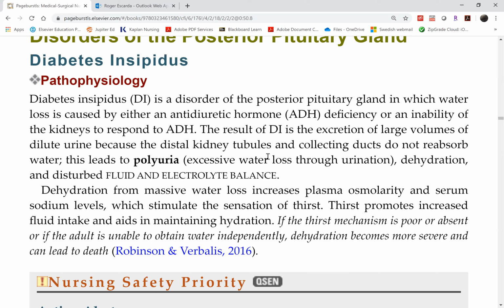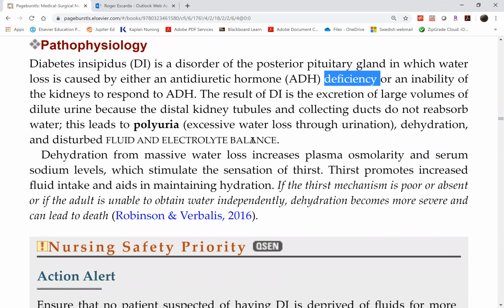In diabetes insipidus, first of all, this has nothing to do with diabetes. This is just the term. But the main problem here is there is a lack of antidiuretic hormone. So it's either a deficiency, meaning your hypothalamus is unable to produce antidiuretic hormone, or the other problem is nephrogenic, which is the kidneys do not respond to the antidiuretic hormone that your body is secreting. The main purpose of antidiuretic hormone is to reabsorb water.